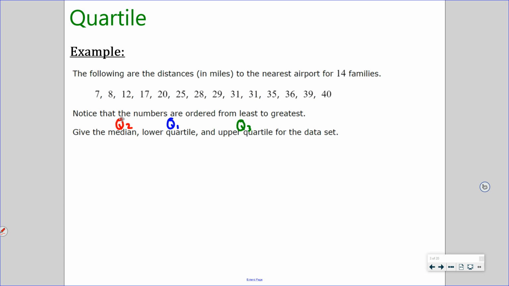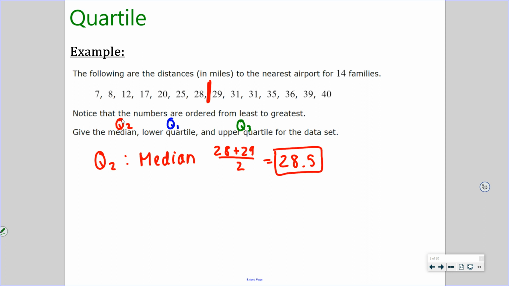So I always start by finding the median. We know how to do that, especially when it's already listed for us in least to greatest order. If we have 14 families, I'd count 7 in, or you can cross off as you go. 1, 2, 3, 4, 5, 6, 7. Right here would be my median, and if it lies between 2 values, we have to find the average, or halfway. So that would be 28 and a half. There's my median, my second quartile.